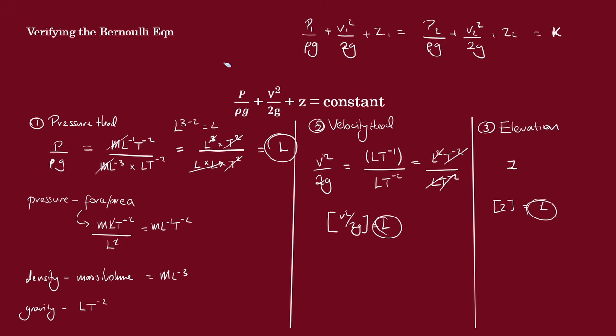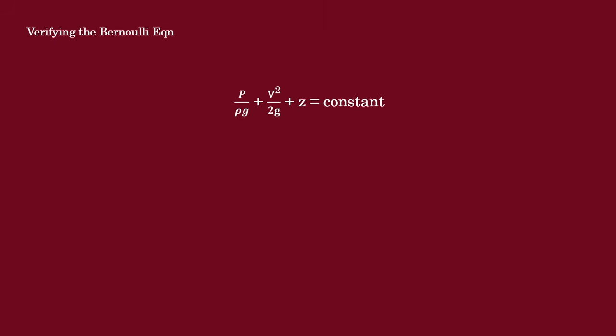Okay? So pressure head has dimensions L, velocity head has dimensions L, elevation head has dimensions L. So whatever constant is on this side is going to have dimension of L. So that's all it takes. So now we've shown that the Bernoulli equation is trustworthy, at least with respect to the homogeneity principle. It's one of the checks you can use to verify an equation, and we've just shown that each term in this equation is dimensionally homogeneous, sharing the same dimension with each other.